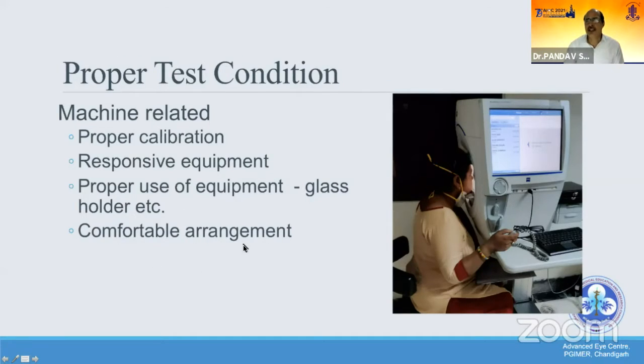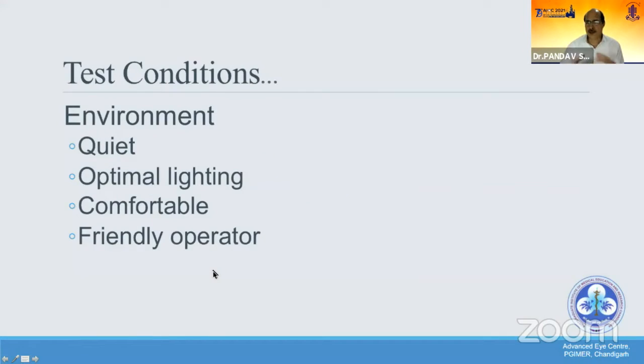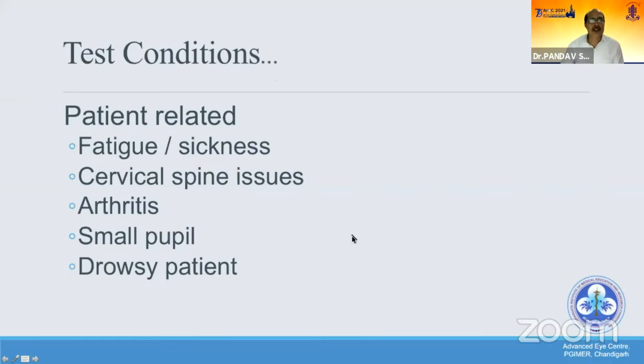And also the seating arrangement has to be comfortable. The room has to be comfortable. It should not be too hot or cold, or the patient sweating on the machine. So those parameters need to be controlled. That means the environment has to be controlled. It should be quiet, with optimal lighting, comfortable, and more important is that the operator has to be understanding, friendly, and should be willing to spend some time to explain what is being done to the patient and reassure the patient about the test if the patient is not performing well or making some errors.